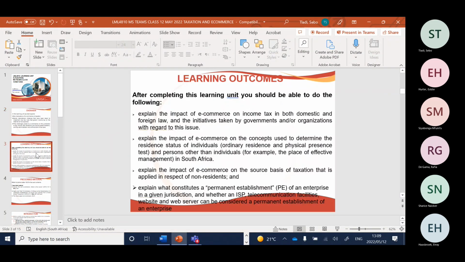So what I'm going to do, because we don't have time, is focus on maybe one or two things. Everything is in the material that we have posted for you online, and all the articles are there. After learning this unit, you should be able to explain the impact of e-commerce on income tax in both domestic and international law. You should be able to discuss and explain the impact of e-commerce on the source basis of taxation that is applied in respect of non-residents. And lastly, the most important concept or issue that we'll be covering is the issue of permanent establishment.